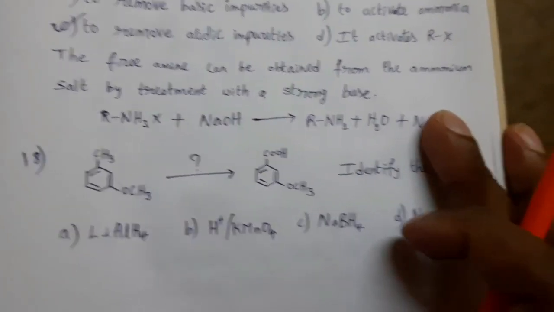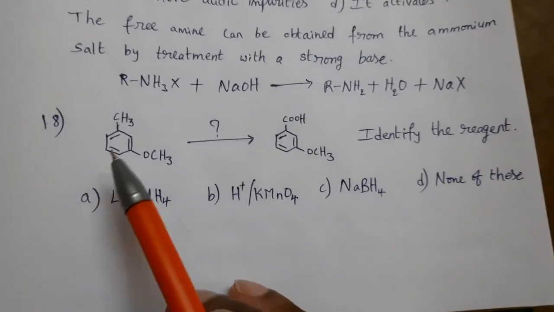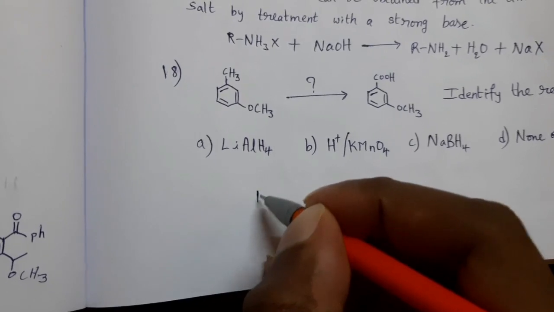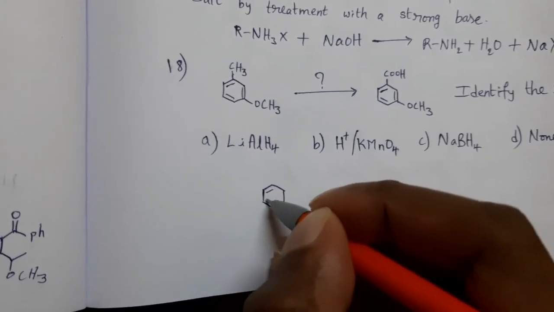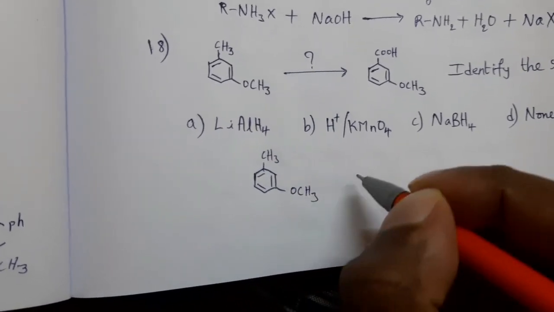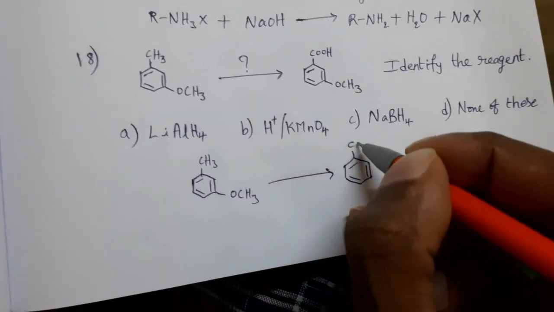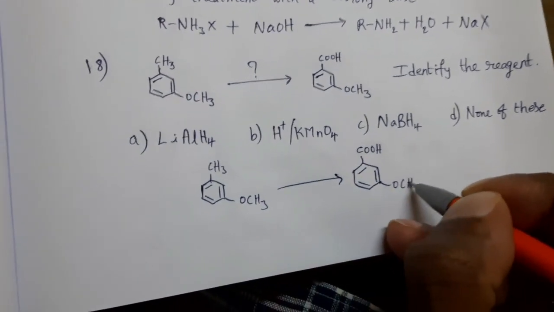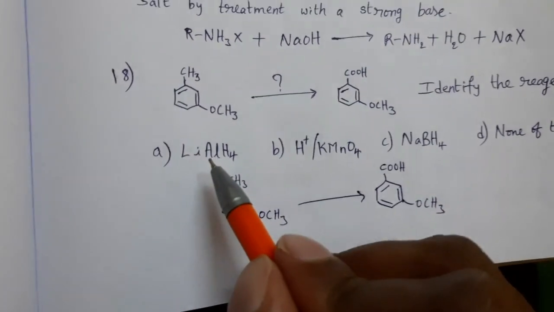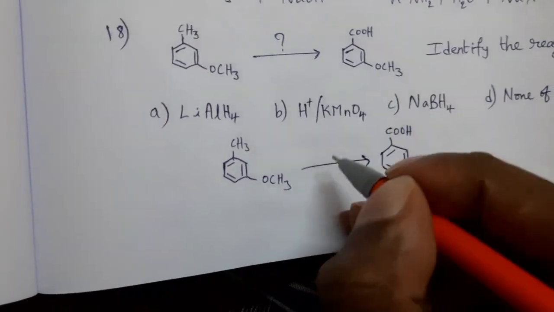Next, the last question in this class. Say this compound is treated with a particular reagent, then CH3 is converted to COOH. This reagent we should identify. With what reagent can we get the product? Observe the structures of reactant and product. CH3 is converted to COOH, so oxidation takes place. Given options, this is a reducing reagent. This one also is a reducing reagent. Then what is the suitable one? This one, H+.